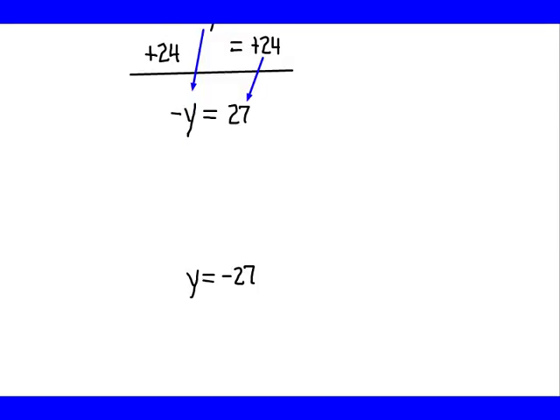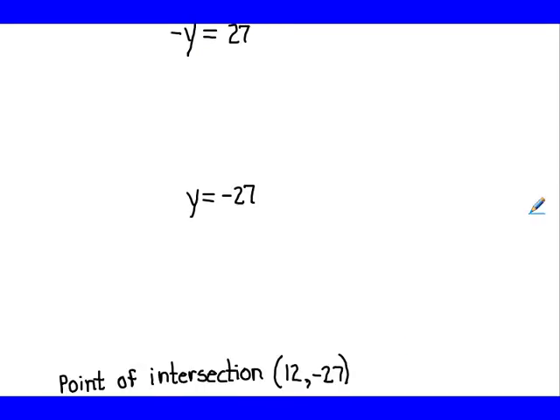So the point of intersection of these two equations is 12, negative 27.